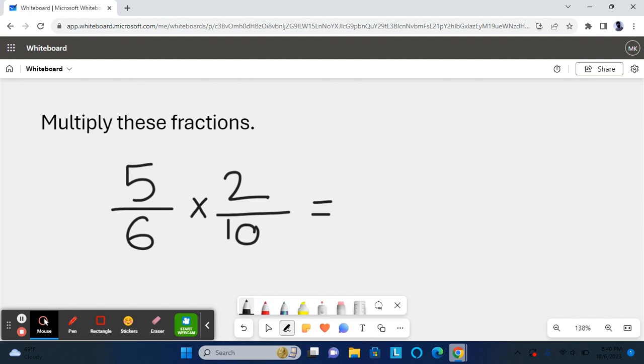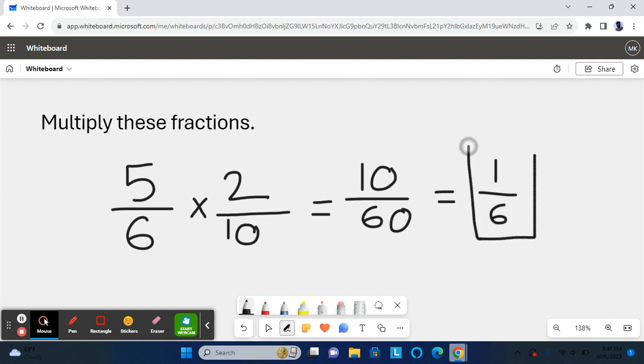So for our last problem, we have to multiply 5/6 times 2/10. We have to do the same method we did in the last two questions. Multiply the numerators, multiply the denominators, and simplify. So let's multiply the numerators. 5 times 2 is 10. Multiply the denominators. 6 times 10 is 60. And then when you simplify that, you get 1 over 6, which is our final answer.